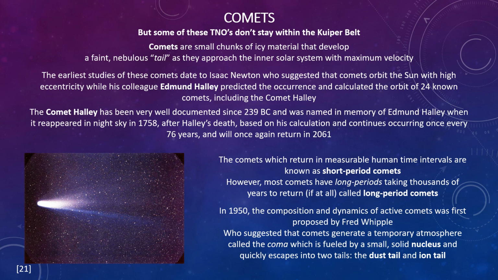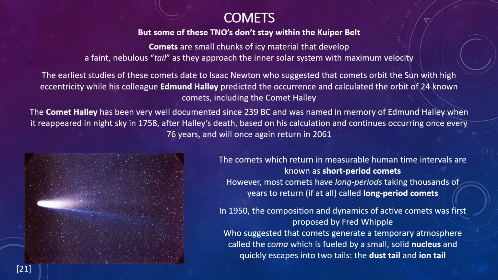These are our comets. Comets are small chunks of icy material that develop a very faint nebulous tail as they approach the inner solar system, and they start melting, and that material is blown behind them due to the solar wind.